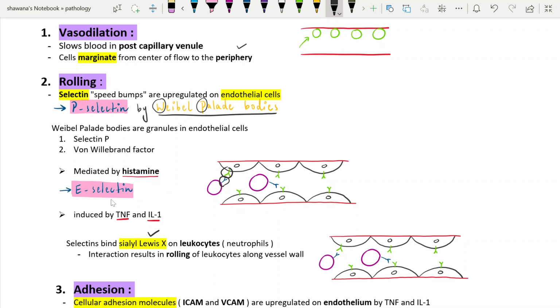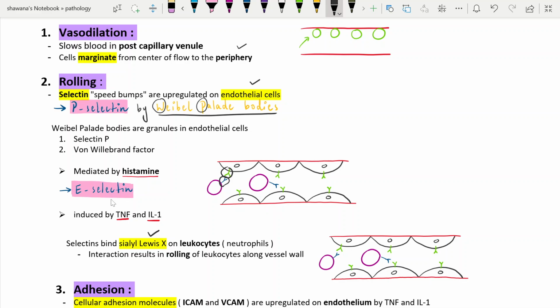First of all, the selectins act as speed bumps. For example, on roads we have seen speed bumps that are placed on the pedestrian pathway, so that the car starts to move slower there. The same thing is occurring here: selectins are speed bumps that are upregulated on the endothelial cells, and they have a role in the rolling of these leukocytes. There are two types of selectins. First is the p-selectin and the second is the e-selectin.